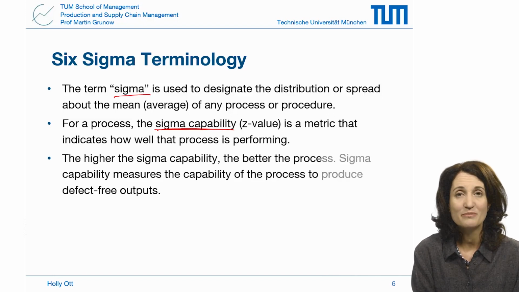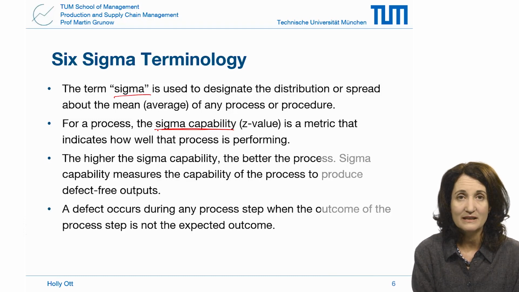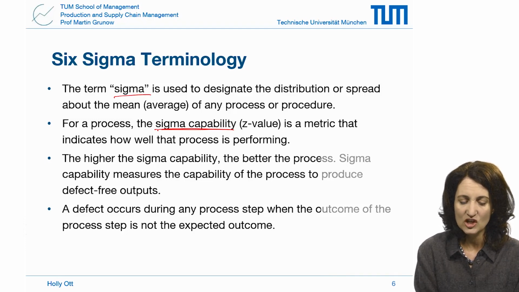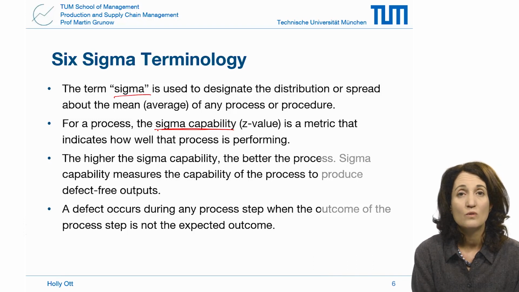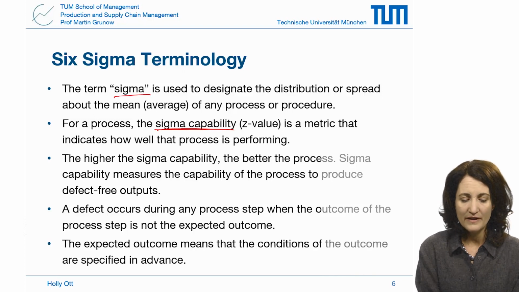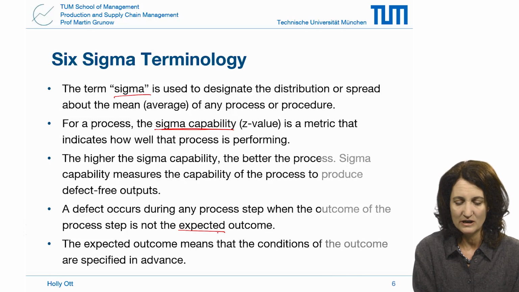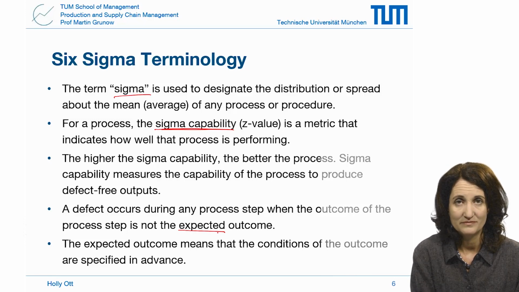The higher the sigma capability, the better the process. Sigma capability measures the capability of the process to produce defect-free outputs. And, as we'll learn, a defect is anything that results in customer dissatisfaction. We are defining it as a defect occurs during any process step when the outcome of the process step is not the expected outcome, and that means that we have defined the expected outcome in advance.